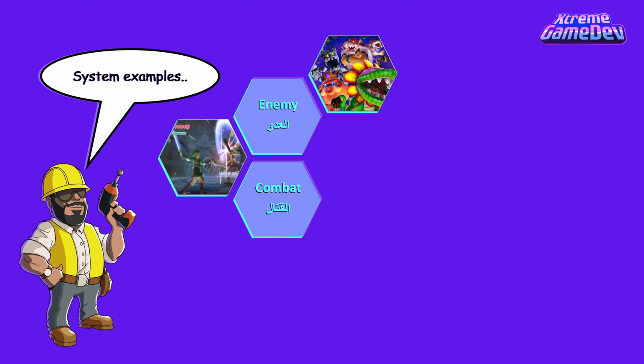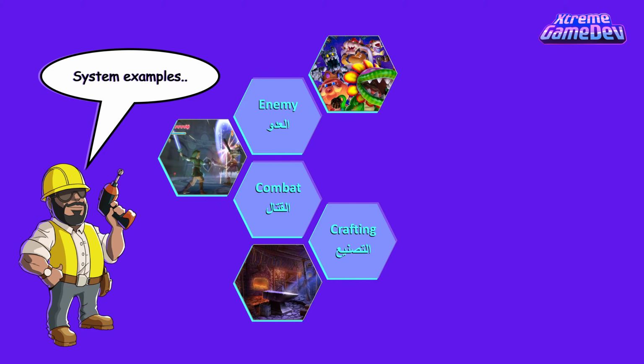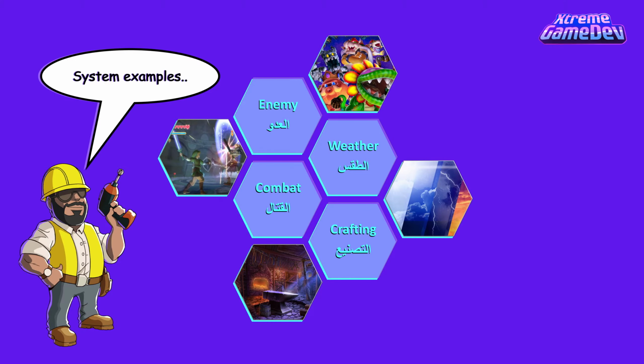An enemy system. Crafting. Crafting is always an awesome feature or system in a game where you can, for example, cook, or craft weapons, craft armor. So that system is also part of a game system design. Weather system, for example. Zelda Breath of the Wild has an awesome weather system that affects or influences the other systems.